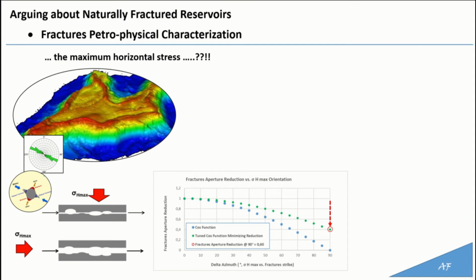The maximum reduction at the perpendicular condition, that means delta azimuth equal to 90 degrees, has to be guessed considering analog, geomechanical data, the ratio between the horizontal stresses, and in some cases interference tests. This reduction generally is assumed between 0, that means no reduction with isotropic horizontal stress, up to 100% of the maximum length versus aperture correlation. That means that fractures perpendicular to the maximum horizontal stress are closed. In this specific case, for example, a 60% aperture reduction has been assumed.